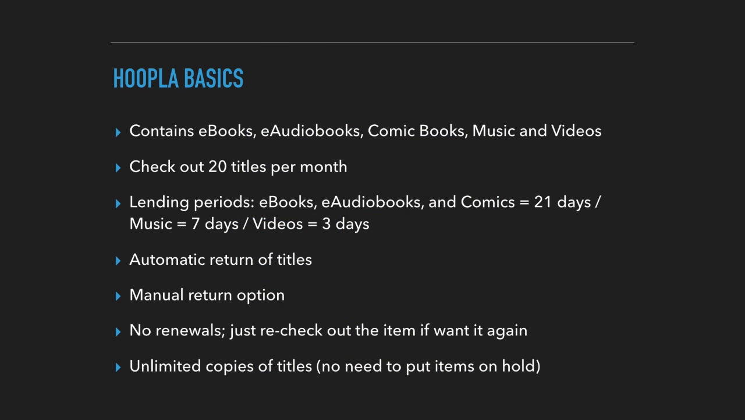So let's review the basics of Hoopla. Hoopla contains ebooks, e-audiobooks, comic books, music, and videos. You can check out 20 titles per month. The lending period for ebooks, e-audiobooks, and comics is 21 days. For music, it's 7 days. And for videos, it's 3 days.